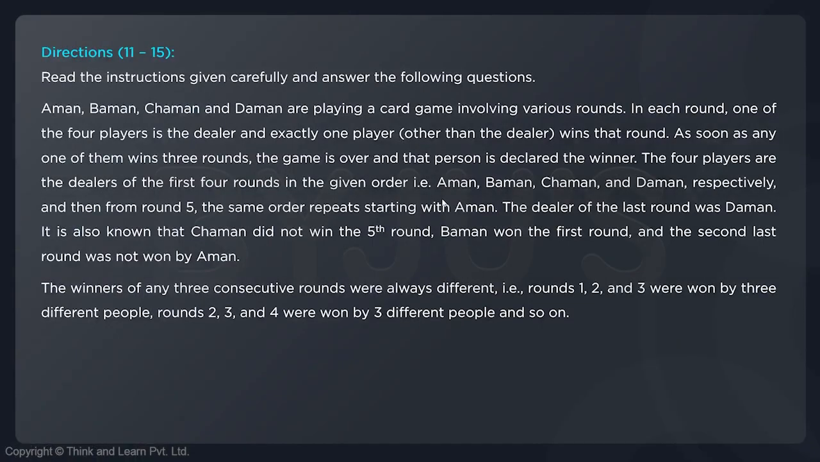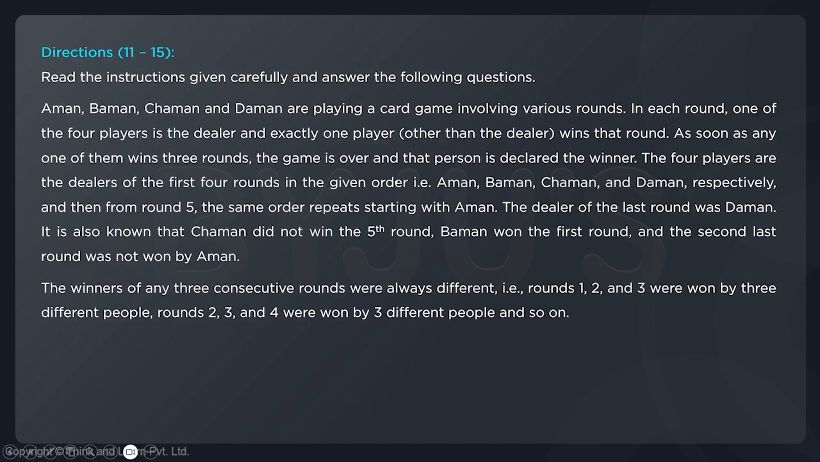Set number 3. A, B, C, and D are playing a card game involving various rounds. In each round, one of the 4 players is the dealer, and exactly one player other than the dealer wins that round. So suppose if C is the dealer, he can't win it, which means A, B, or D is going to win it. As soon as any one of them wins 3 rounds, the game is over and that person is declared the winner.